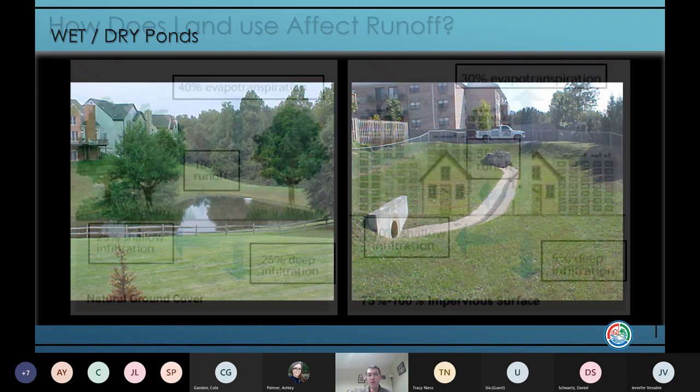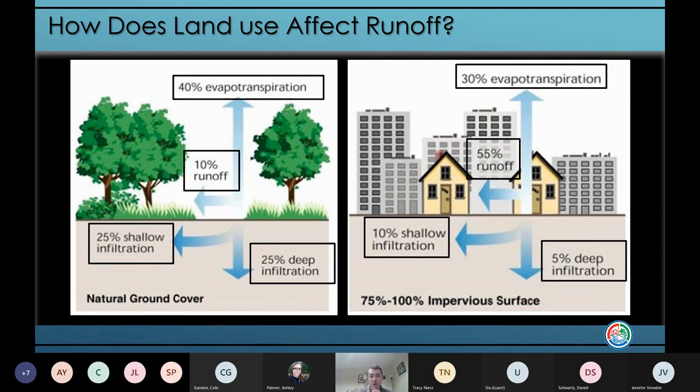So real quick, how does land use affect runoff? There's a big difference between impervious and pervious surfaces. On the left side, we have an environment that has a lot of trees, a lot of grasses and brush, very minimal man-made things, and a lot of pervious surfaces. In that sort of environment, most of the water is soaked up by those plants.